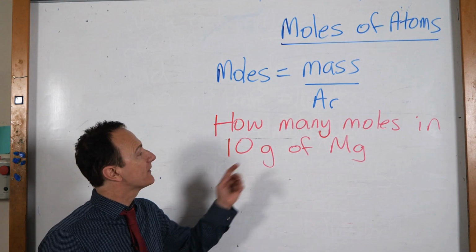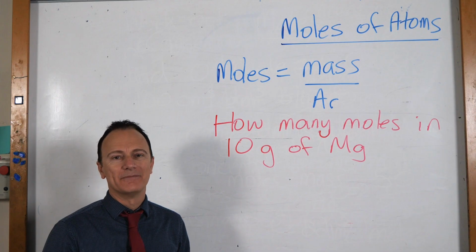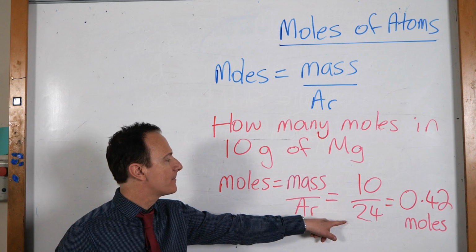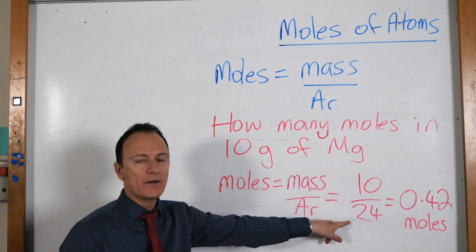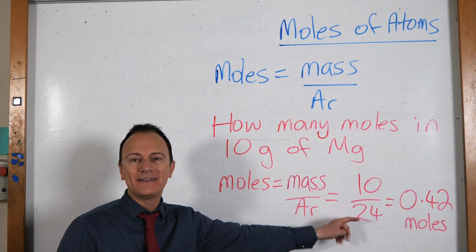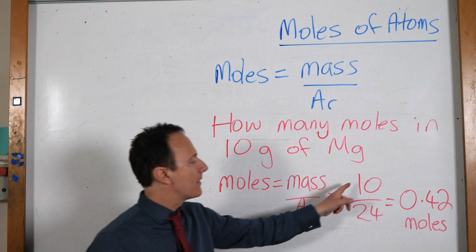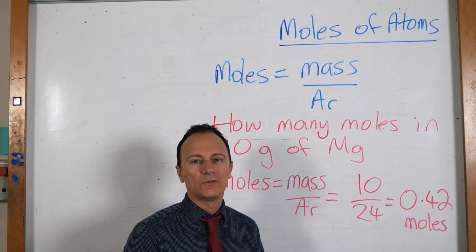Have a go at this one yourself. How many moles are in 10 grams of magnesium? To work it out, you should have done 10 divided by 24, because we've got 10 grams and the mass number on the periodic table for magnesium is 24. That's its relative atomic mass. And when we do the calculation, we get 0.42 moles.